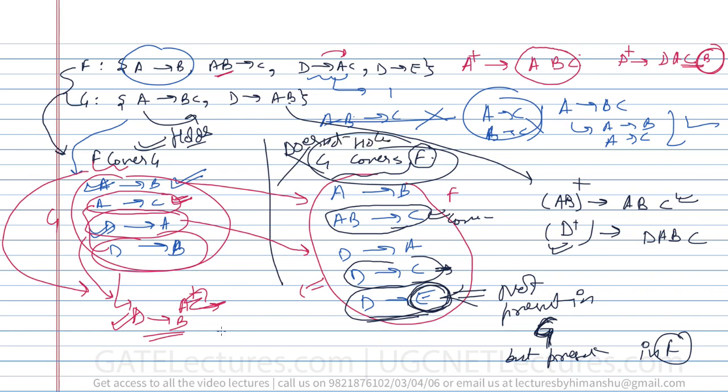So graphically you can say if this is representing F and this is representing G, then this does hold, and if this is representing G and this is representing F, this does not hold, right? Therefore F and G are not equivalent for this particular case. Okay, now let us take the next example.